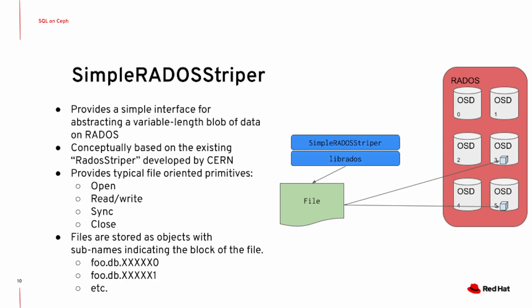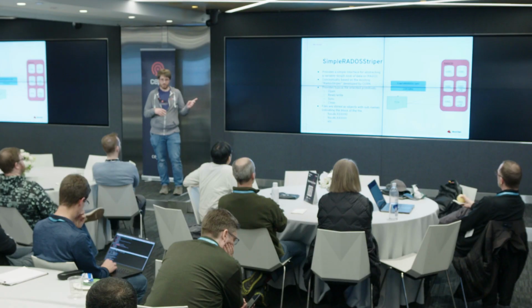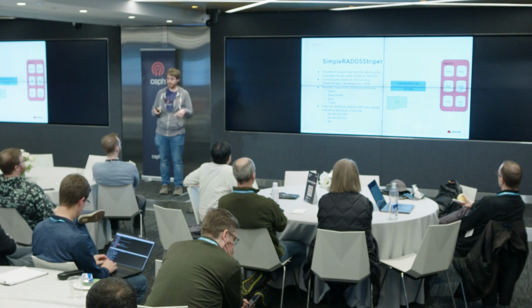How this actually works is on a new library called Simple RADOS Striper. This is just a simple interface that allows us to stripe a variable sized blob onto a number of objects. This is something we're already fairly good at doing with Ceph: CephFS files, RBD images, RGW objects. These are things that get striped over multiple objects. Similarly, we're going to do the same thing for the SQLite database.